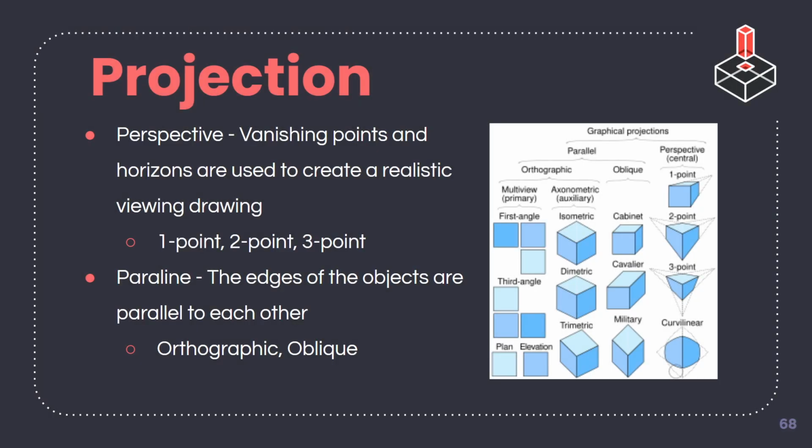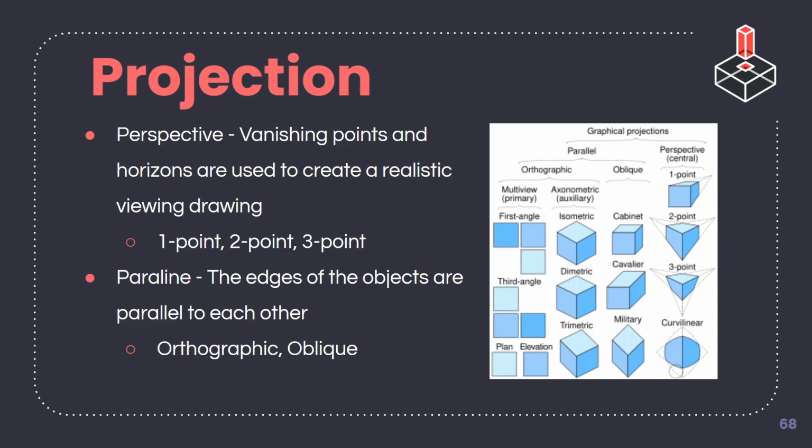And lastly, let's look at projection. There are a few choices when it comes to how you want your game to be projected. We have 2 categories. We have perspective, which is a realistic way of projecting 3D forms on a 2D environment using vanishing points and horizon lines. We have 1 point, 2 point, and 3 point perspective, based on the number of vanishing points a projection may have. And then we also have paraline projection, where all the edges of an object are parallel with each other.